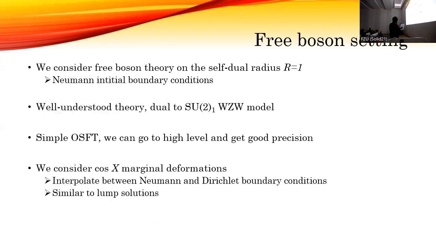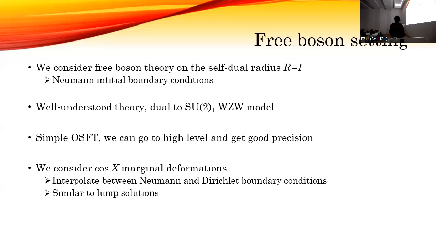So first, I will quickly talk about the setting in the free boson case. I will consider free boson theory at the self-dual radius R equal 1, and I will start with Neumann initial boundary conditions. The reason I'm using this setting is that it's a relatively simple theory where everything is understood. We know exactly the boundary state. Another nice thing is that it has a higher symmetry: from U(1), it's extended to SU(2), and it's dual to the SU(2) Wess-Zumino-Witten model, although I won't be really using this duality here. Since it's a simple model, I can do high-level calculations and get the results with good precision.